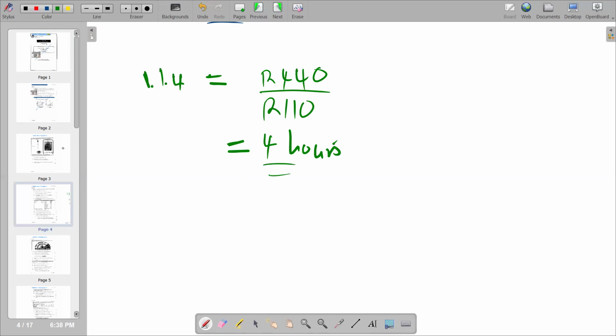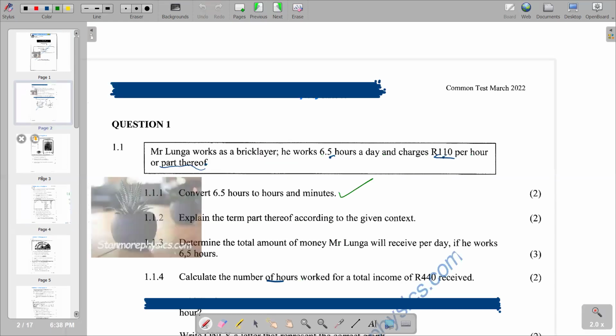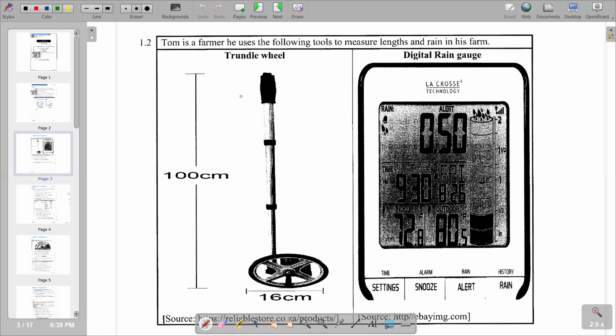Then we go to the next part. This is the last part of this page. So go to the next page. We've got Tom is a farmer.